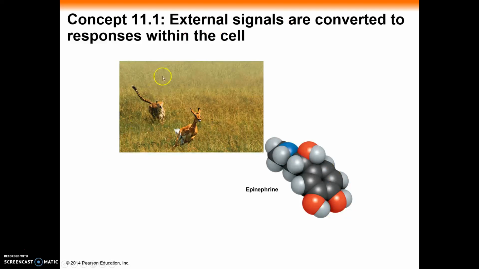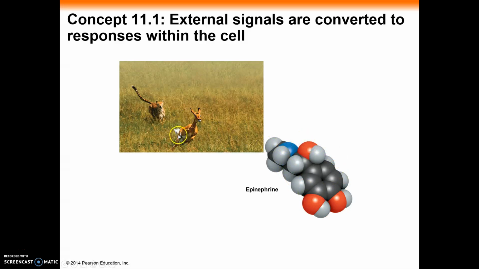So, what we're going to do is talk about concept 11.1. External signals are converted into responses within the cell. So, here we have a gazelle running, being chased by a cheetah. This is, of course, going to cause the release of adrenaline. Another name for adrenaline is epinephrine. And it's this molecule right here.